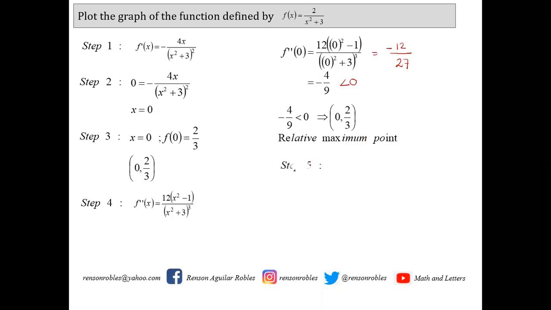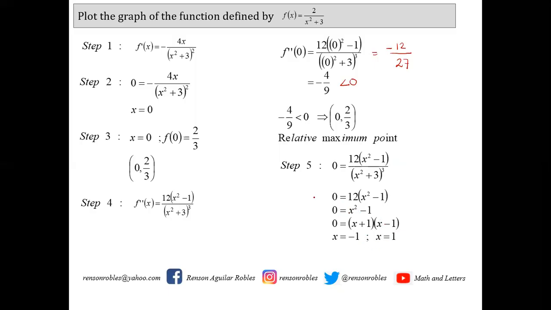Then the next step is to look for the possible point of inflection, and that can be done if we replace f double prime of x by 0. So you have 0 equals 12 times the quantity x squared minus 1 all over x squared plus 3 to the third power. So you cross multiply, so you only have 0 equals 12 times the quantity x squared minus 1, and then you divide this by 12, so you are left with 0 equals x squared minus 1. Then factoring x squared minus 1, you have x plus 1, x minus 1, and therefore the points of inflection are at x equals negative 1 and x equals 1.